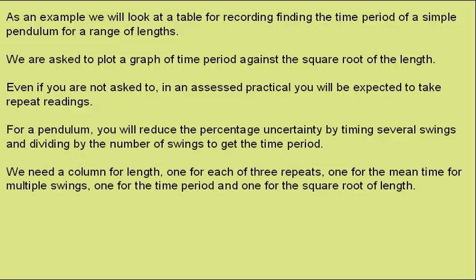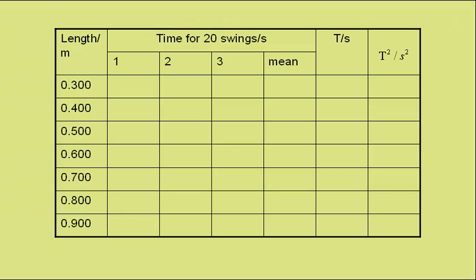We need a column for the length of the pendulum, one for each of 3 repeats, one for the mean time for multiple swings, one for the time period for one swing, and then one for the calculation of the square root of the length. This is 7 columns overall. So this is our table with the first column here for our independent variable, the length, not forgetting the units of metres. Here I've given 7 different values. You must give at least 6, more if possible.